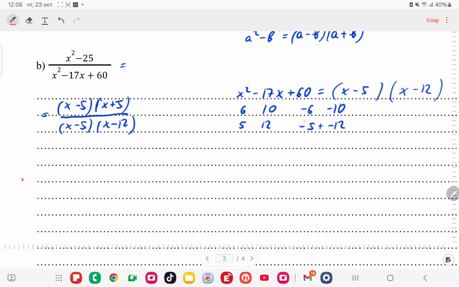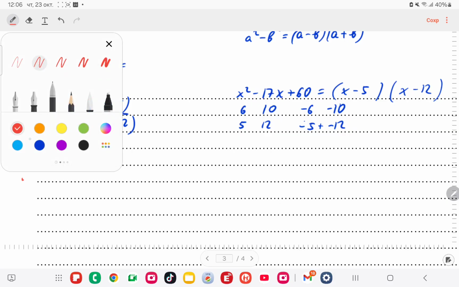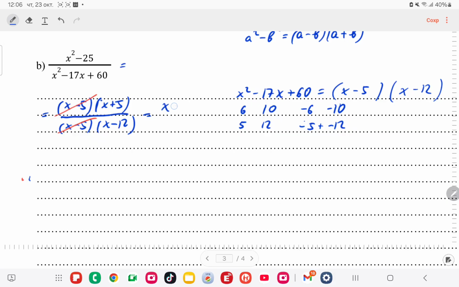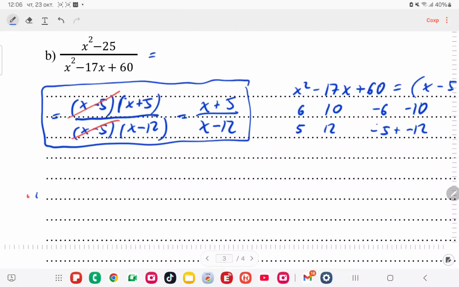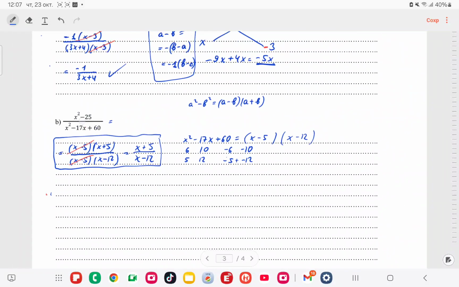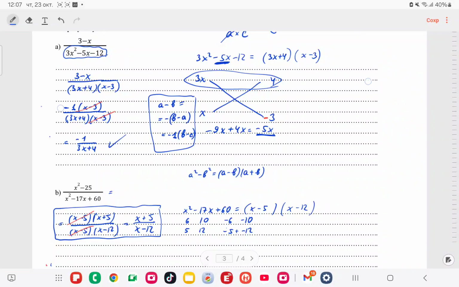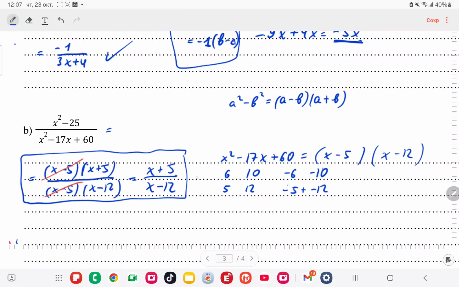Now let's reduce these fractions. So we will have x plus 5 over x minus 12. This is everything we can do with this. That's why this is the final answer. And that's it. So it is simplified as much as we could. At the moment, there is nothing to simplify.